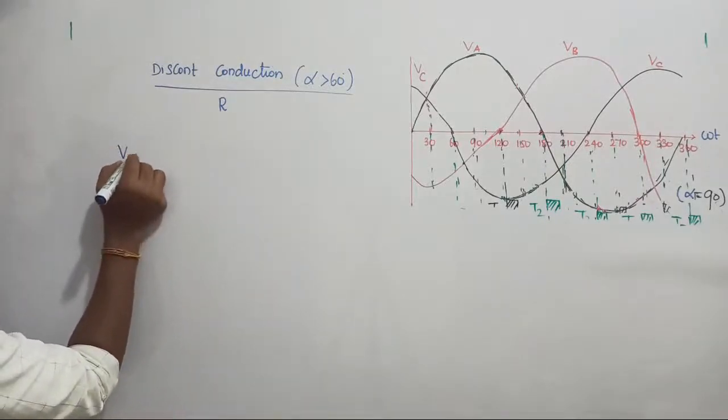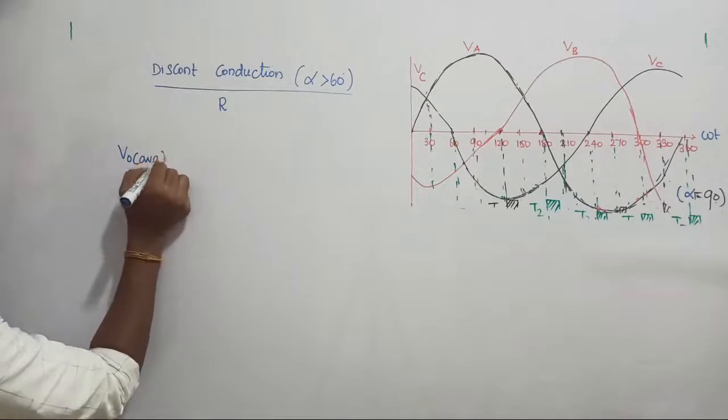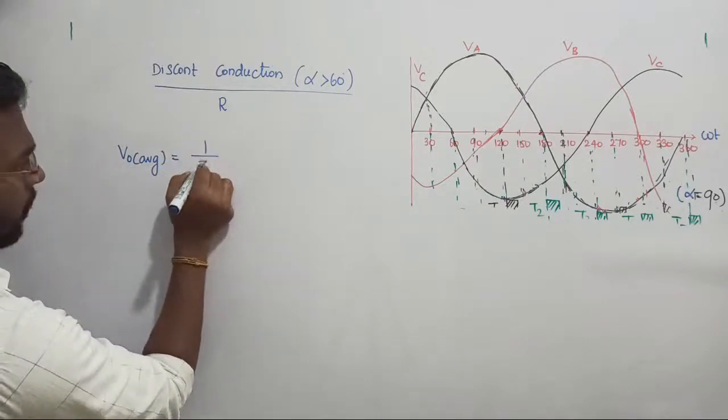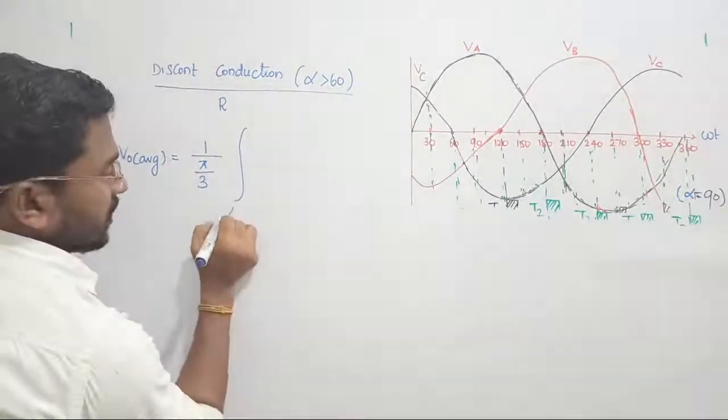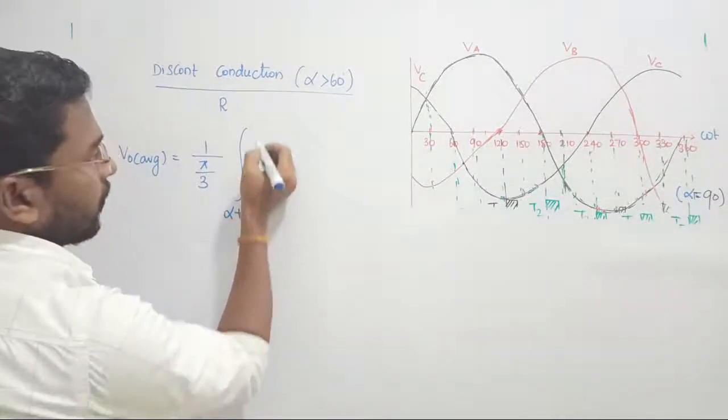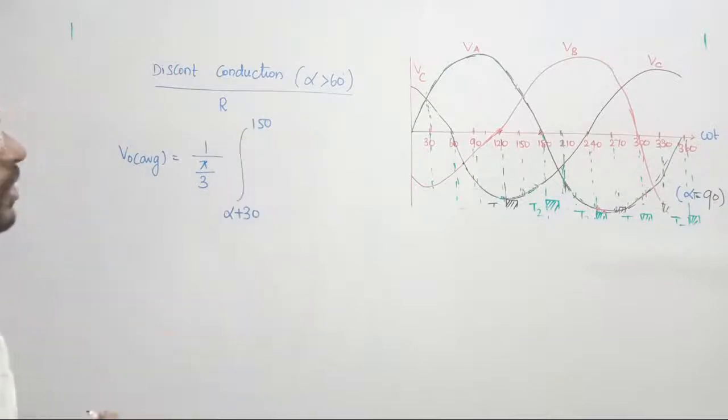Clear? Yes. So in voltage strip type of load, if you want to estimate the value of V naught average, we all know the period is 1 by pi by 3 only. But we are going to travel from the initial value alpha plus 30, that is 30 plus alpha, but the maximum value should be restricted to 150.